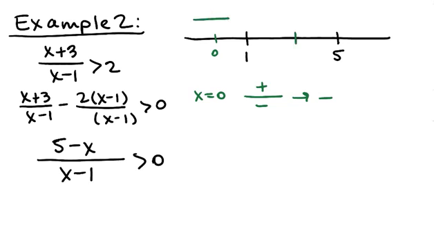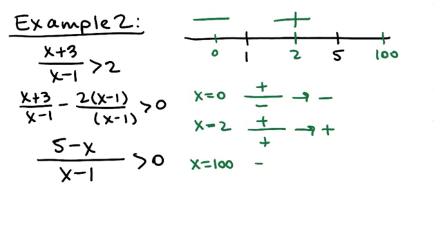Between 1 and 5, I'm going to choose 2. Why not? So x equals 2. When x equals 2, I've got 5 minus 2 is 3, which is a positive number, divided by 2 minus 1 is 1, which is a positive number. Positive divided by positive is going to be positive. So I'll put that there. And then something bigger than 5, how about 100?